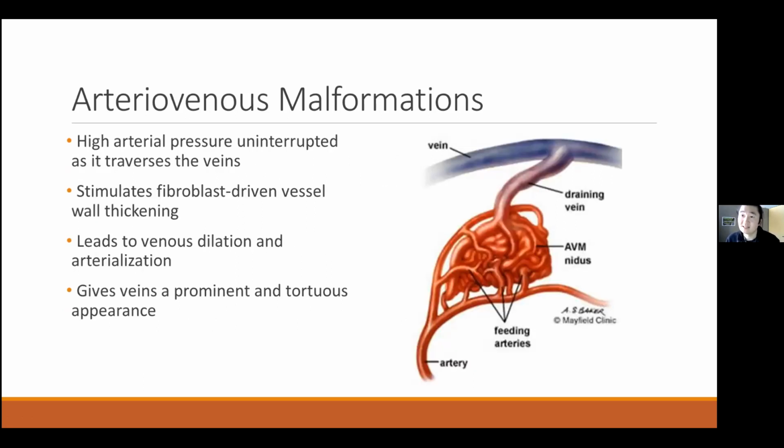Like I said, they generate very high arterial pressures, and flow is uninterrupted as the blood traverses into the draining vein. There are consequences of that, including arterialization of the venous structures. You can get enlargement of feeding arteries because of that lower resistance. You can also develop flow-related aneurysms along the feeding arteries as well as the nidus. It also gives the veins a very robust and tortuous appearance that makes them more identifiable on imaging. It's also what makes them ultimately more vulnerable to rupture and hemorrhage, which is the most serious complication.